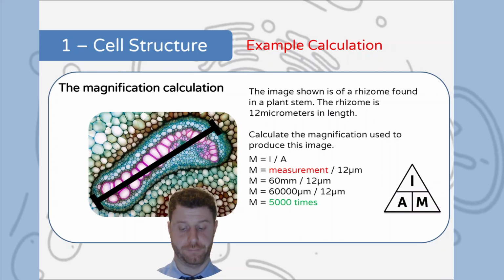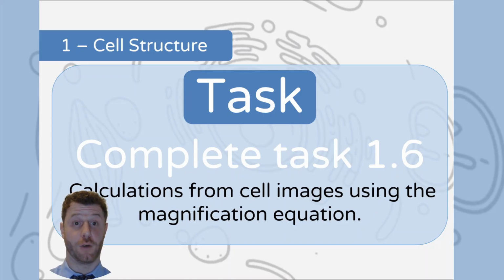Now, if you are following along with my worksheets and my course, now would be a good opportunity for you to stop and carry out the calculations from cell images using the magnification equation. If you don't have my worksheet, don't worry, just go and find some past exam papers on the internet and have a go. All of this will be found in paper 3 for Cambridge.